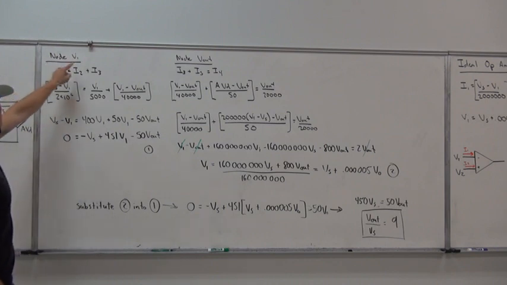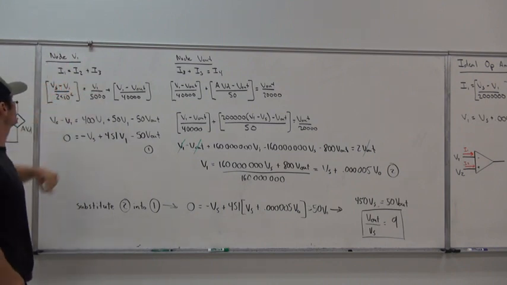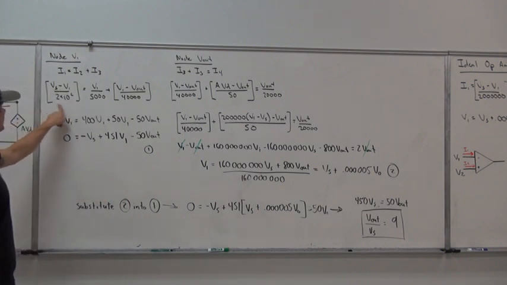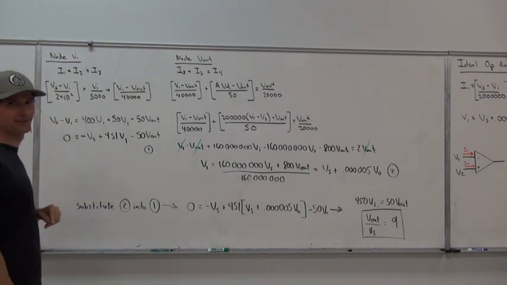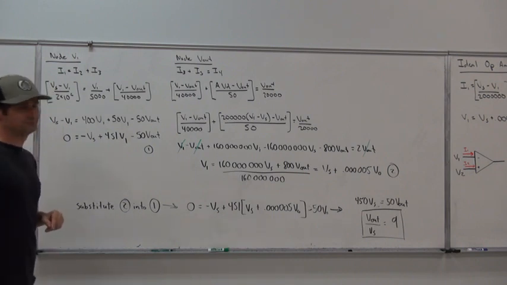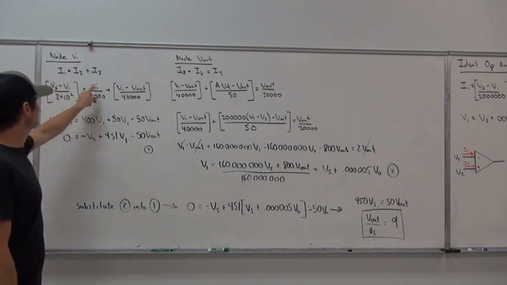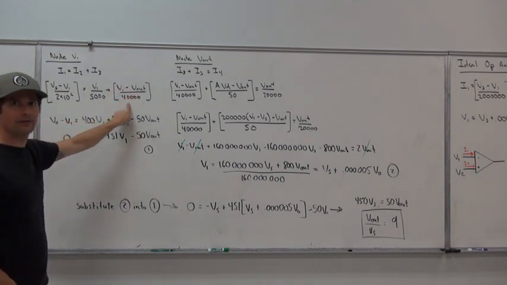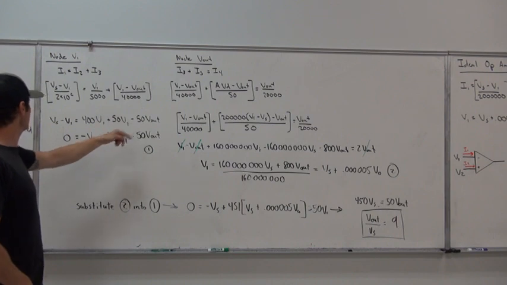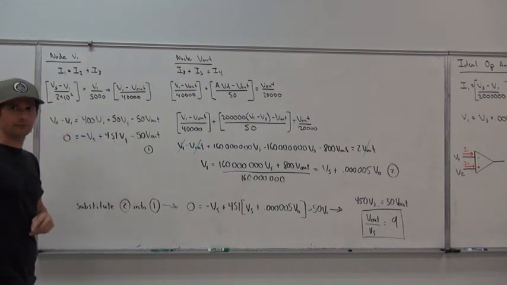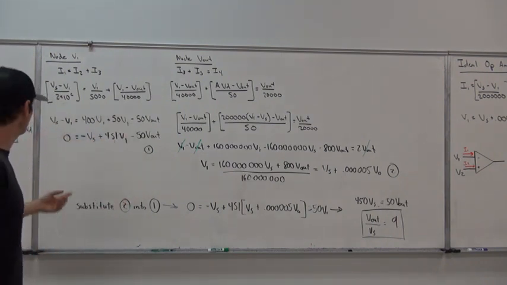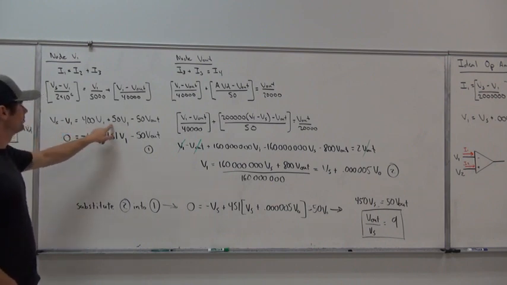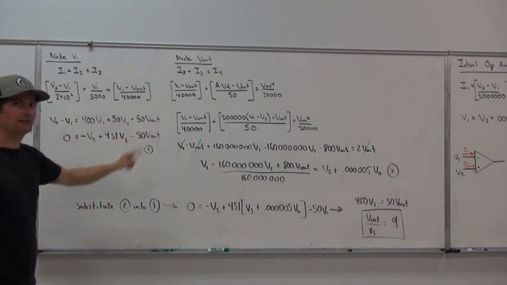So let's go ahead, brute force method, and knock it out. Node V1: I1 is equal to I2 plus I3. Let's expand that. Vs minus V1 over 2 million, 2 mega ohms, is equal to V1 over 5,000 plus V1 minus Vout over 40,000. Rearranging, multiplying through by 2 million to get that out of the denominator, we get Vs minus V1 is equal to 400 V1 plus 50 V1 minus 50 Vout.